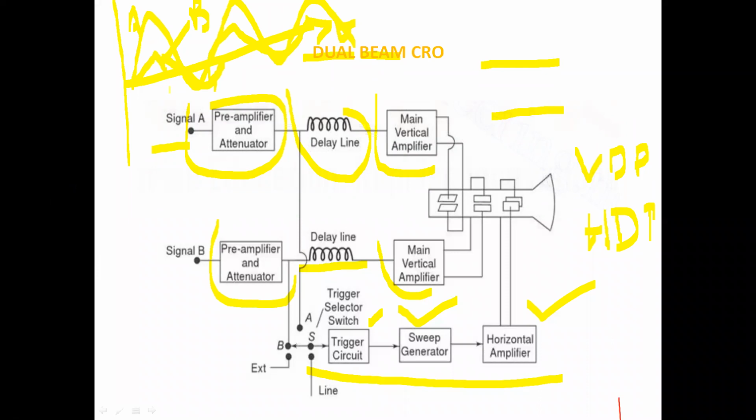So in order to display two signals having different amplitudes but the same frequency, in such cases we use dual beam CRO. So what is the difference between ordinary CRO and the dual beam CRO? Dual beam CRO consists of two sets of VDPs, whereas only one set of HDP. So this is about dual beam CRO. In tomorrow's class, we will see dual trace CRO. So with this, I am ending the class.